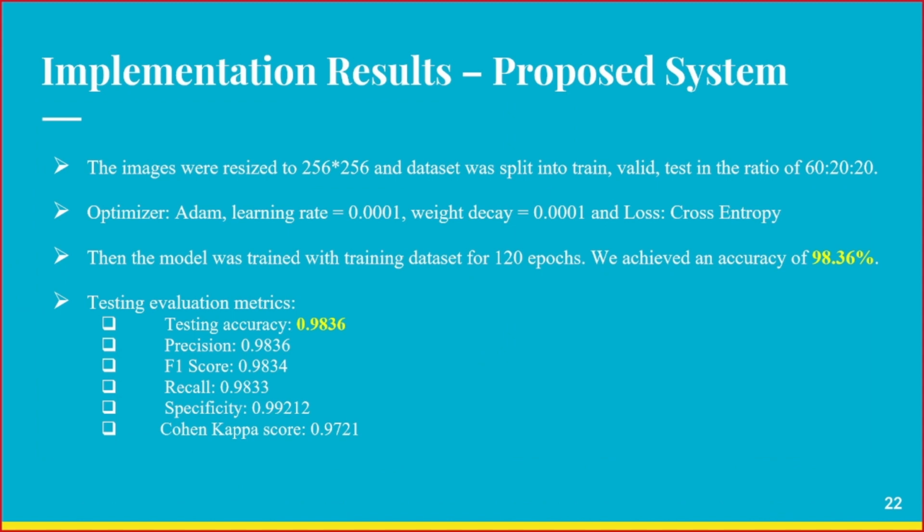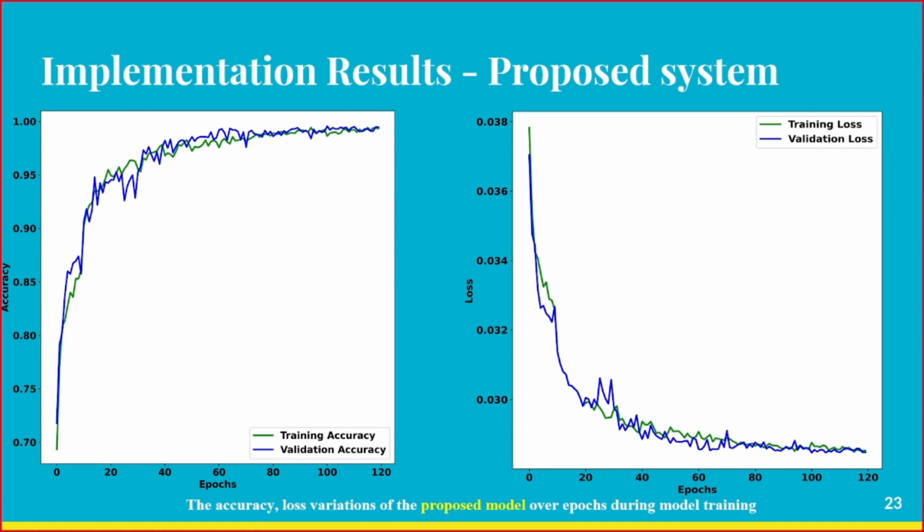Implementation results for the proposed system. We used Adam as the optimizer, the learning rate was set to 0.0001, a weight decay of 0.0001 was used, and the loss was cross entropy. The model was trained with the training dataset for 120 epochs, and we achieved an accuracy of around 98.36%. Here we can see the testing evaluation metrics, which are used to analyze the model.